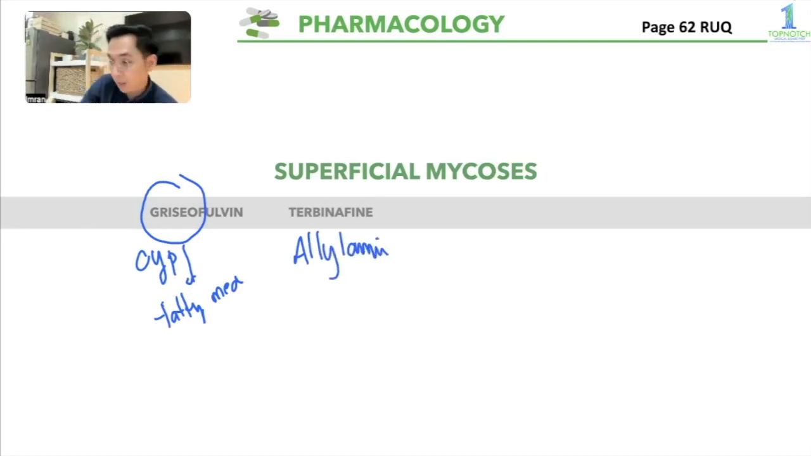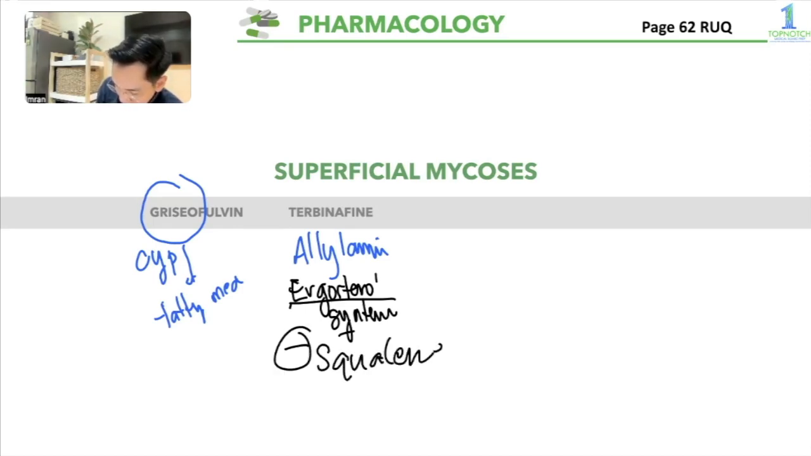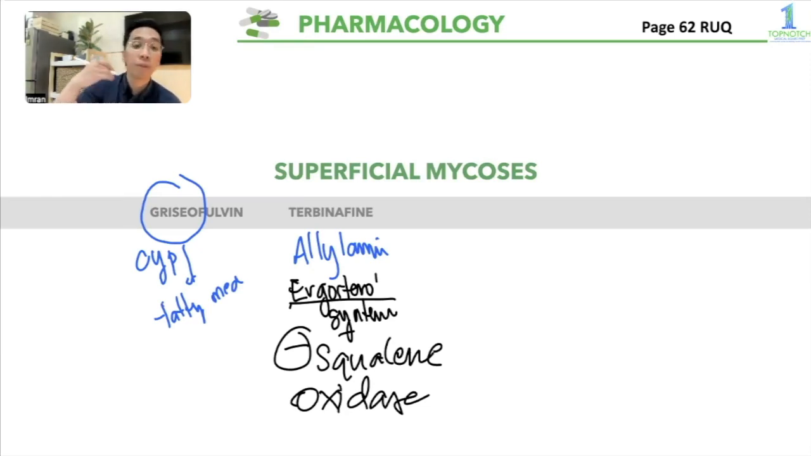Ang ginagawa ng mga allylamine is it interferes with your ergosterol synthesis. And your ergosterol synthesis is important kasi in the formation of your, anong tawag dito, your fungal cell wall, no? And how does it do that? It inhibits your squalene epoxidase, no? Squalene epoxidase. So when it's being inhibited, yung formation ng ergosterol mo for the membrane ng ating fungi ay nawawala or nai-inhibit. All right? So that's how your terbinafine works. However, it can cause your GI upset, yung mga rashes, and as well as headaches.